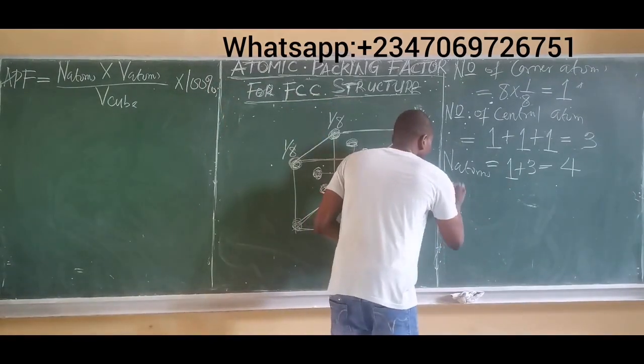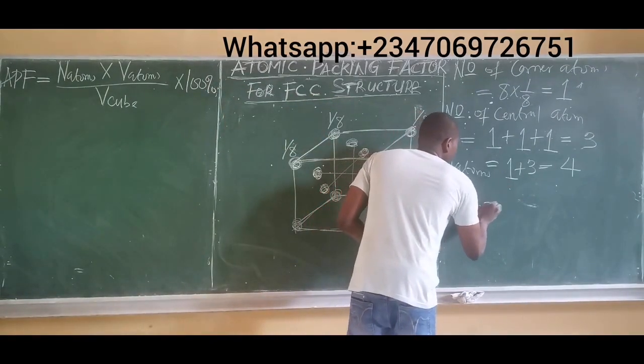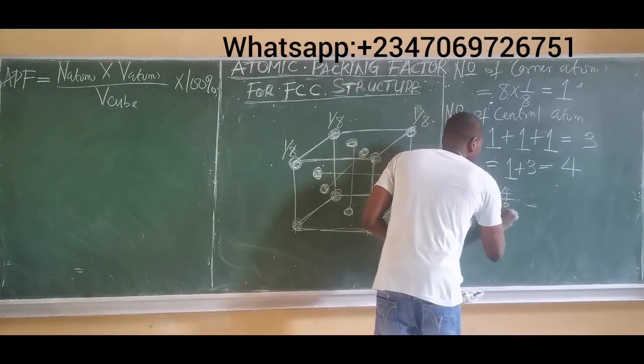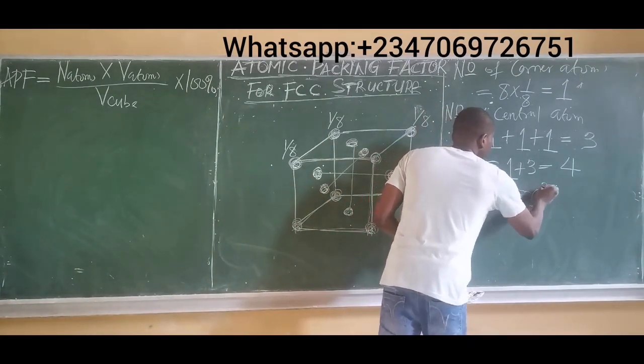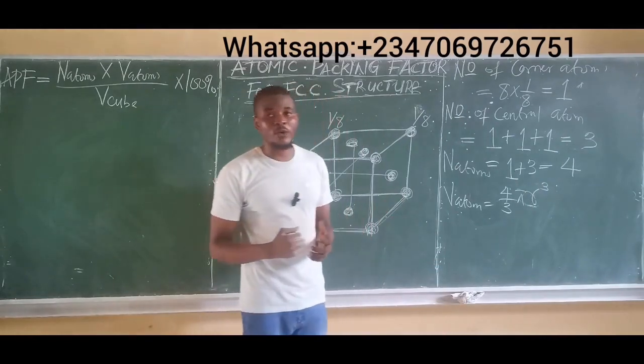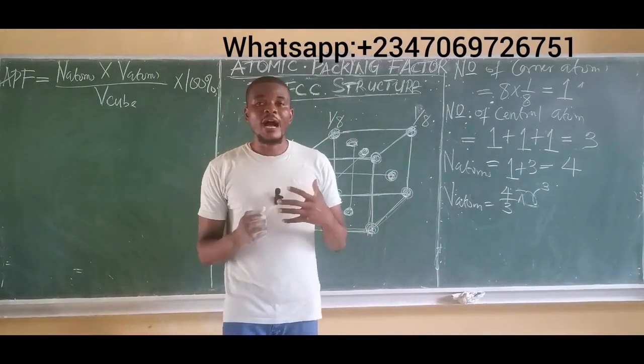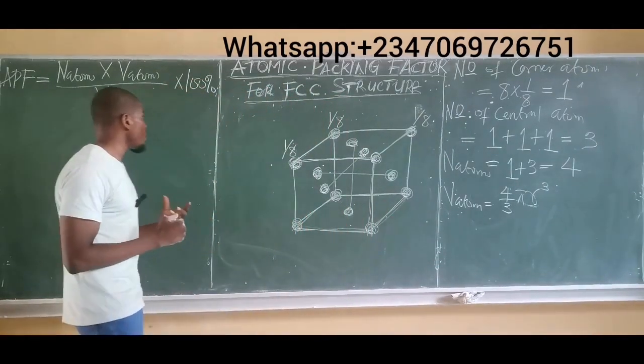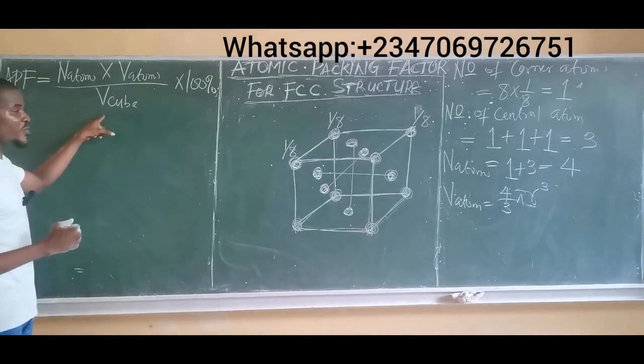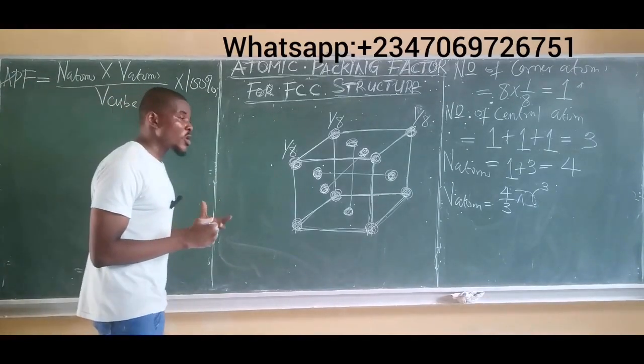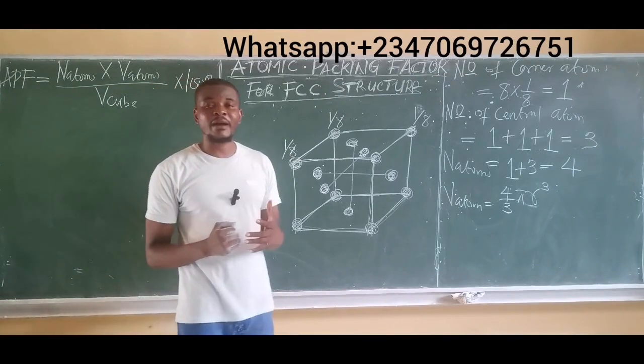Therefore, the volume of an atom is equal to 4/3 πr³, which is the volume of a sphere. Now, having obtained this, what are we up to next? Finding the volume of the cube itself. There is what is called a lattice constant or a lattice parameter.